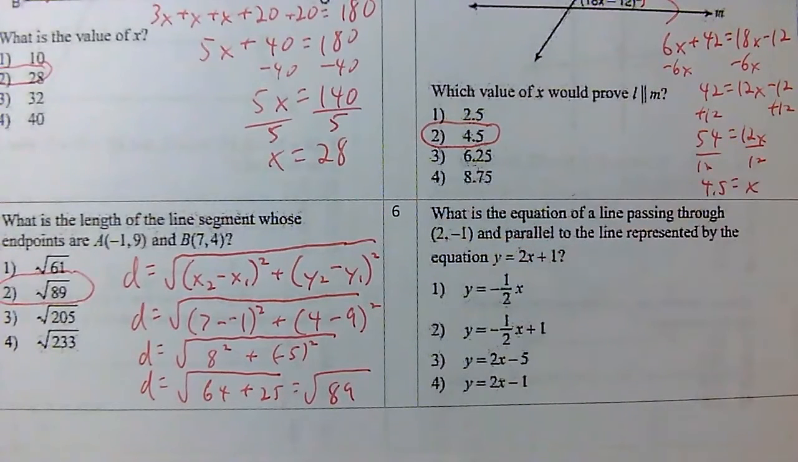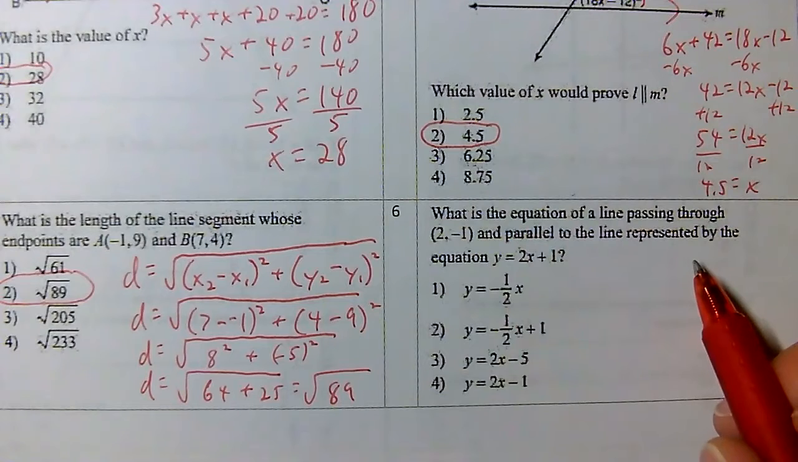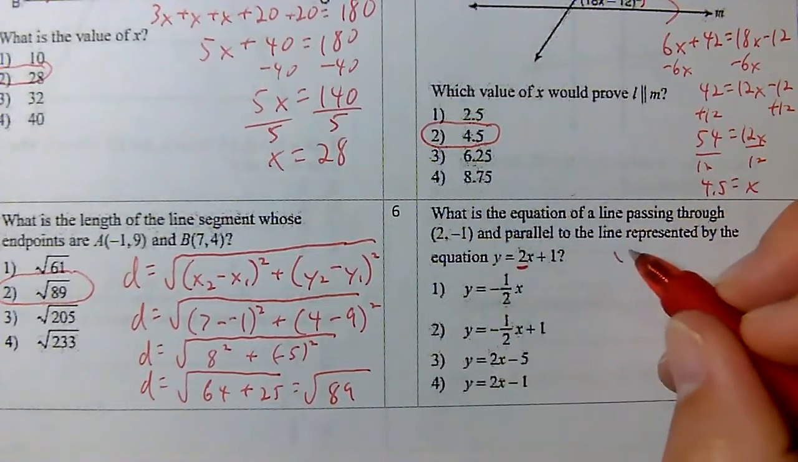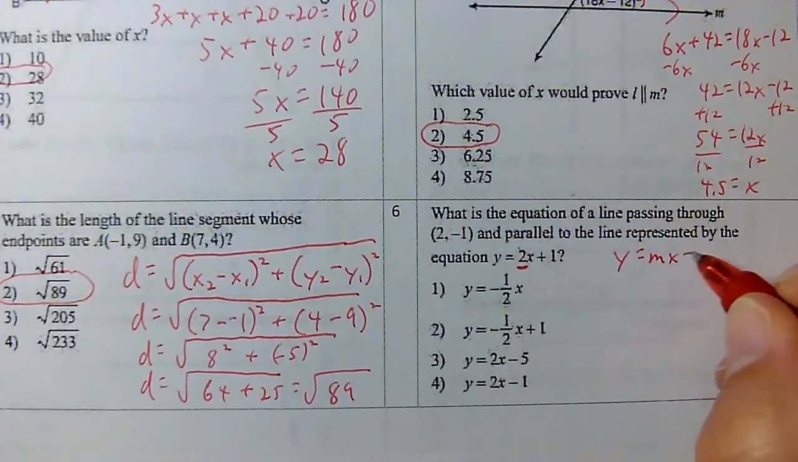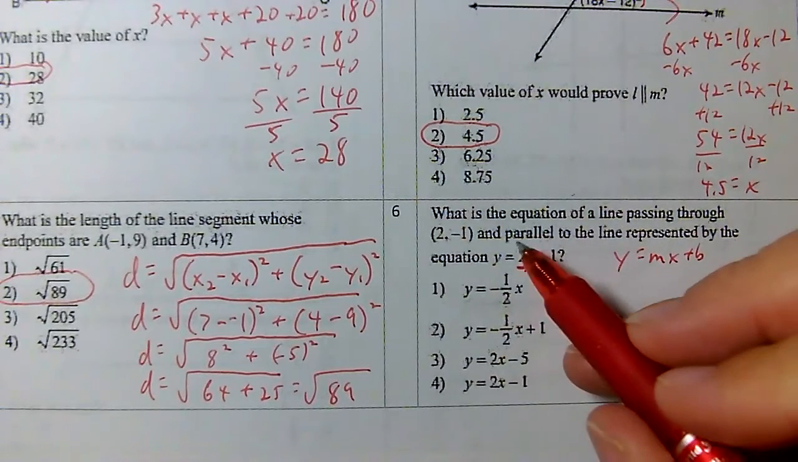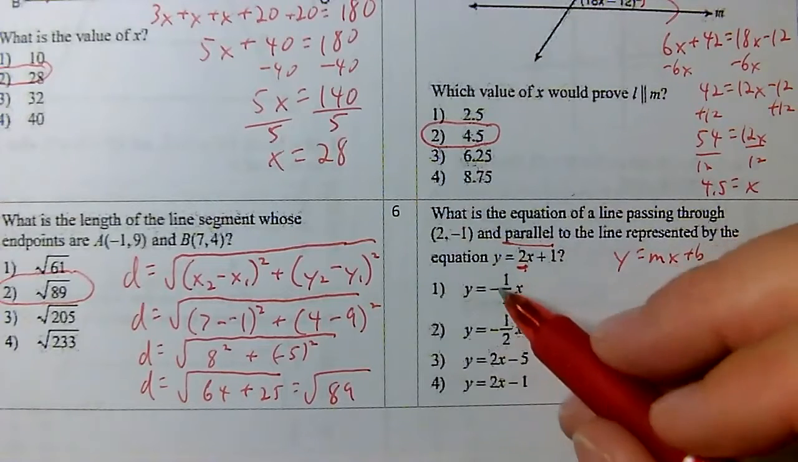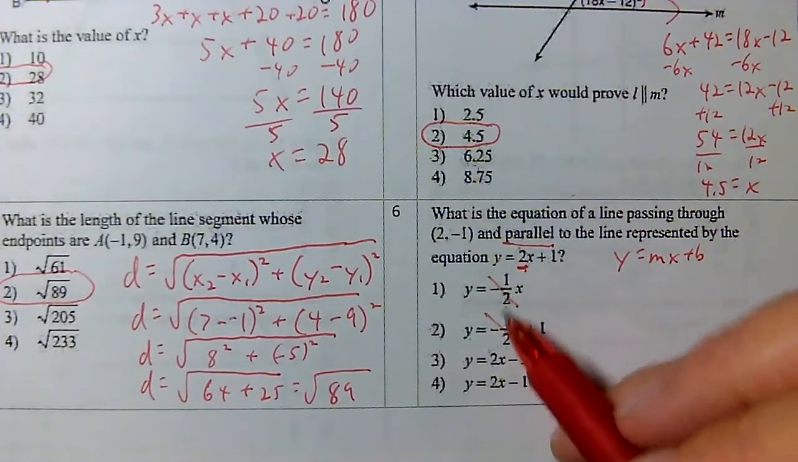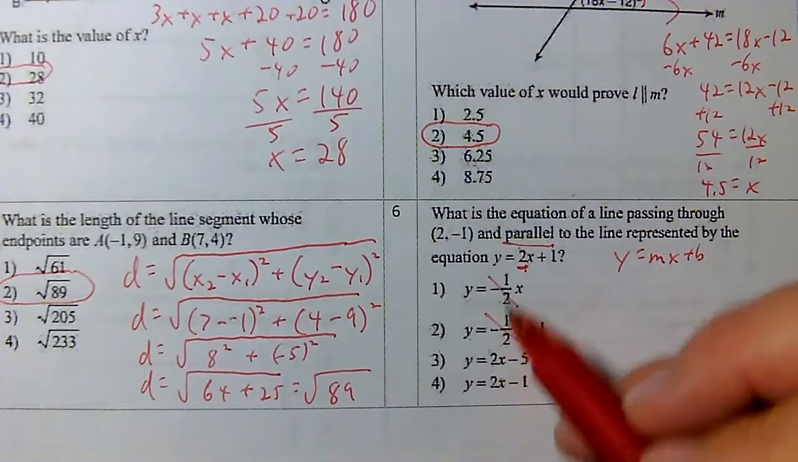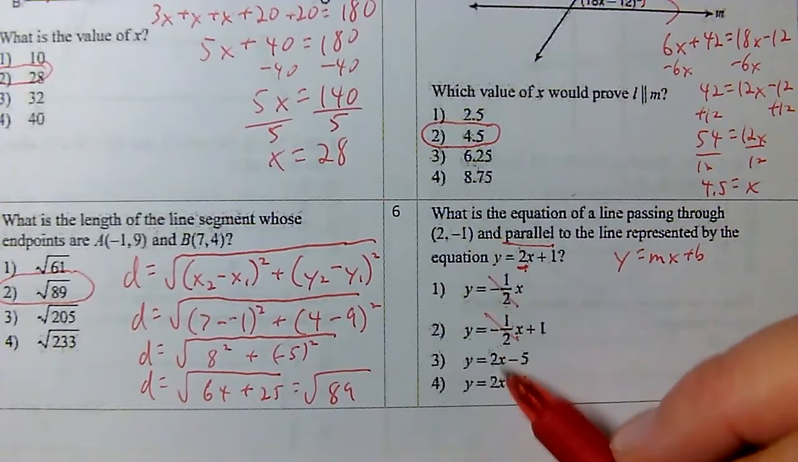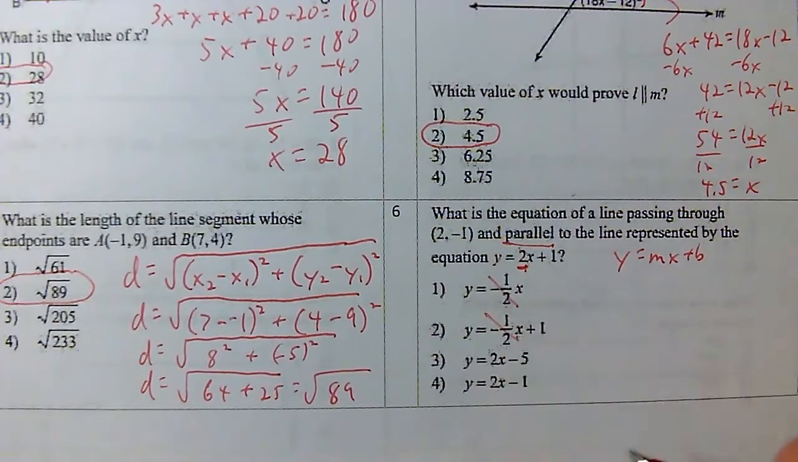Number 6. What is the equation of the line that passes through that point and is parallel to the line represented by this? Well, first off, this is in slope intercept form, which again is y equals mx plus b. M being our slope, and if we want it parallel, that means it has to be the same slope. So right away, if that's 2, these two are out because those are opposite reciprocals. Right, they're flipped and the sign is changed. That'd be for a perpendicular line. These two are going to be parallel.